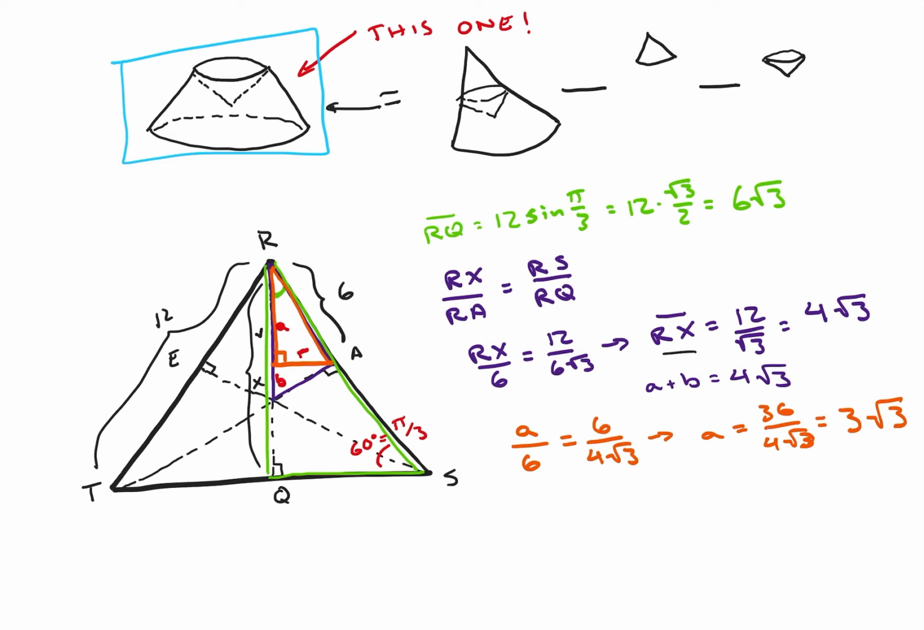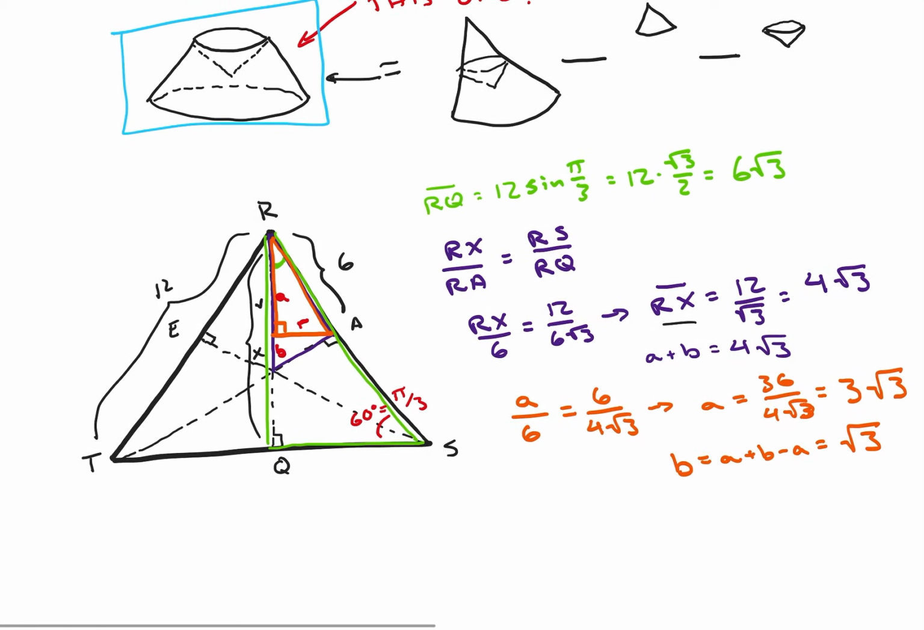So if A is 3 square root of 3, B equals A plus B minus A, which is just going to be 4 square root of 3 minus 3 square root of 3. So now I have the length A and I have the length B. All I need is that length R. So how do I get the length R?